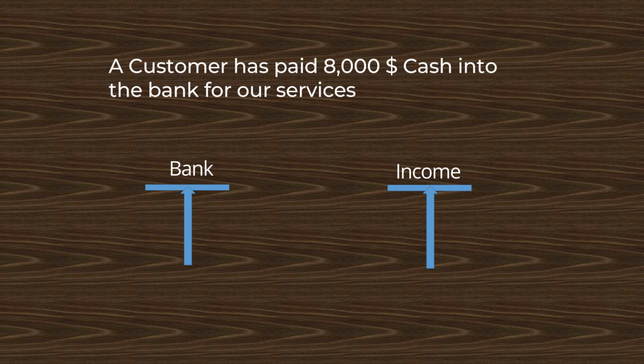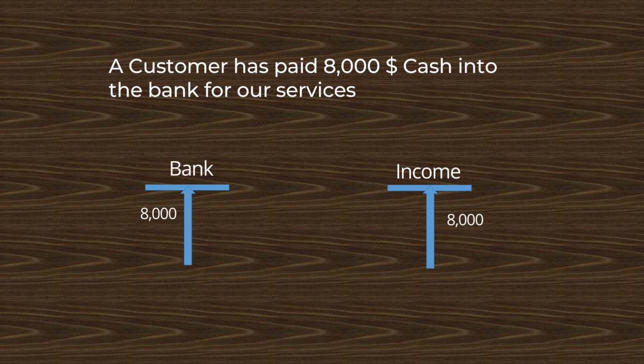So in this case the transaction of $8,000 that is coming into the bank will be recorded as a debit entry in the bank ledger, and for the credit entry we use the income ledger. And hence you can see a debit entry, a credit entry, and both the values are the same.